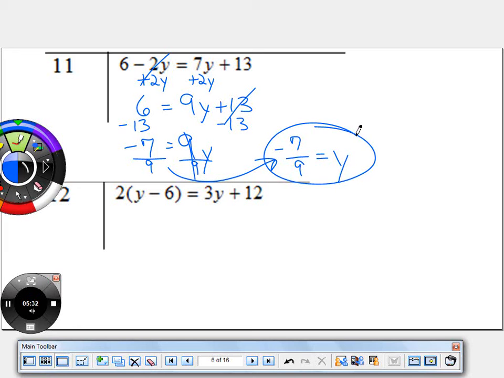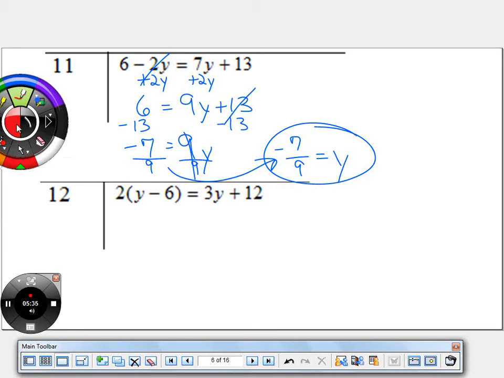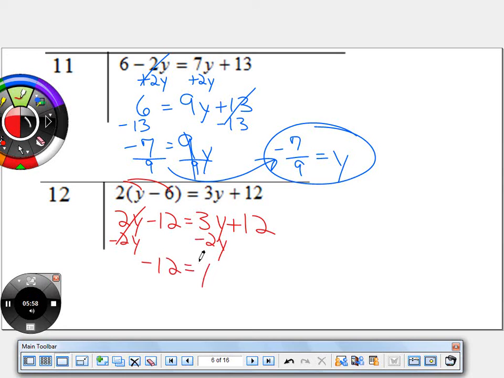Okay? Now we get into the distributing, so real important. So number 12, we distribute the 2 to both of the numbers or quantities in the parentheses. So this is 2y minus 12 equals 3y plus 12. We need to get our y's together, so subtract 2y. That cancels out, so that's negative 12 equals y plus 12. Now you want to get your y by itself, so subtract 12.